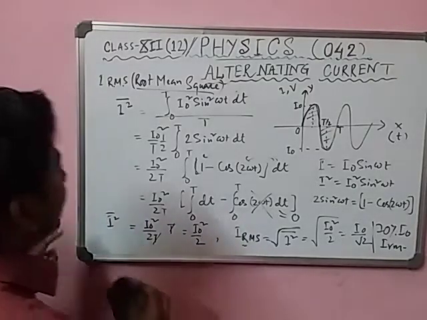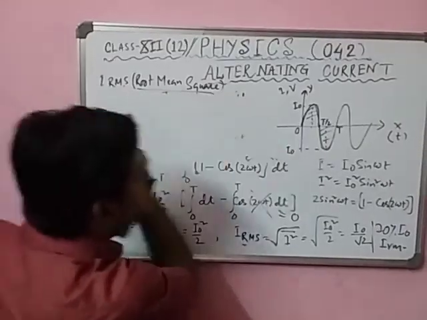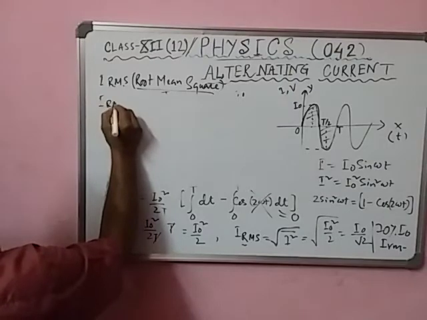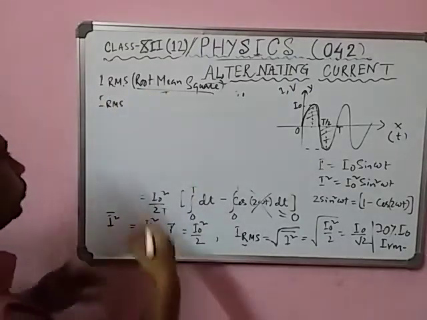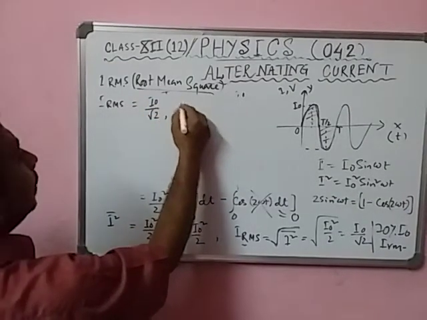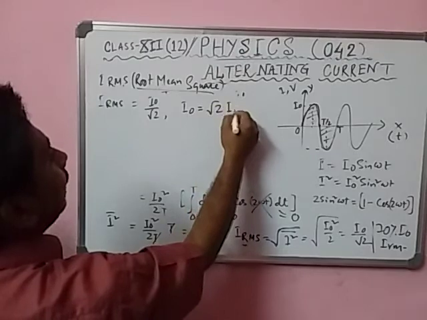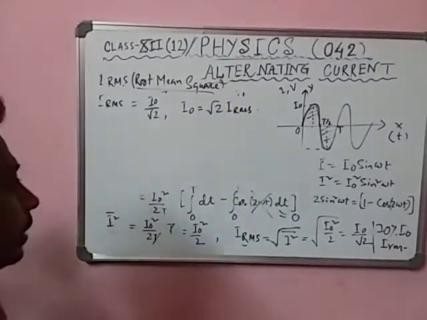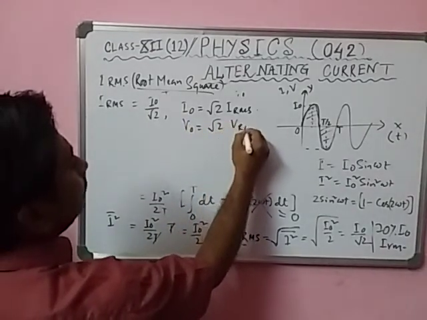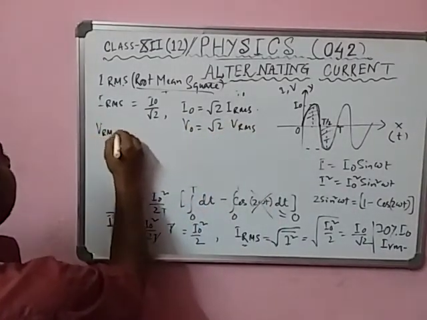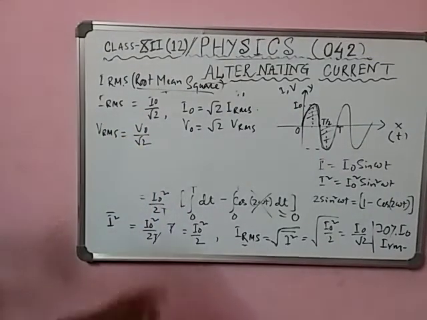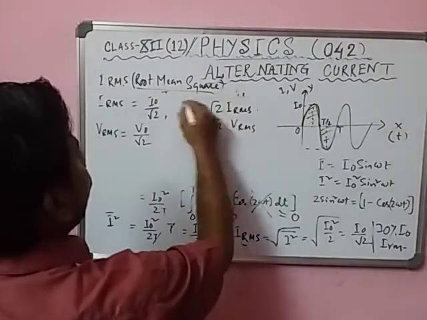Okay students, now listen very carefully. We will get IRMS. What is the value of IRMS? Same thing you can proceed with the help of V, so you will get VRMS. IRMS equals I0 by root 2. So what is the peak value? I0 equals root 2 times IRMS. You can also write V0 equals root 2 times VRMS. Here V is voltage. VRMS means V0 by root 2, and IRMS means I0 by root 2.